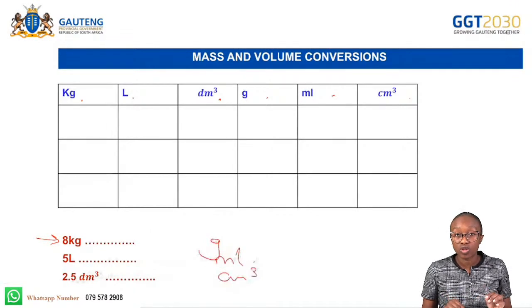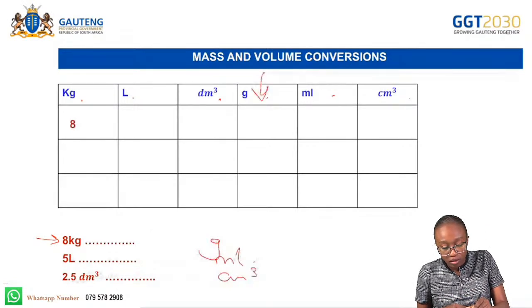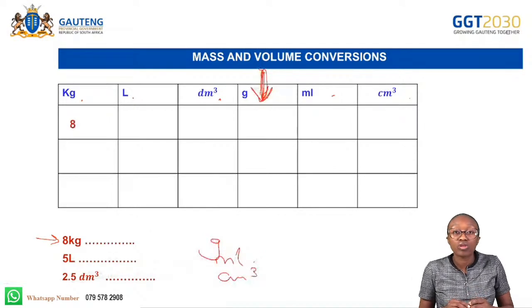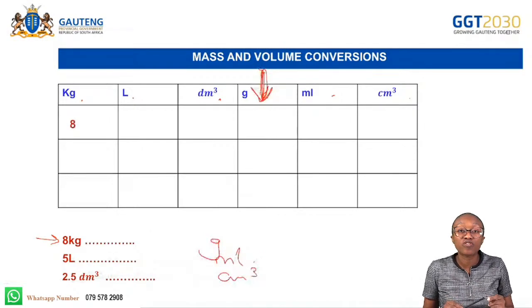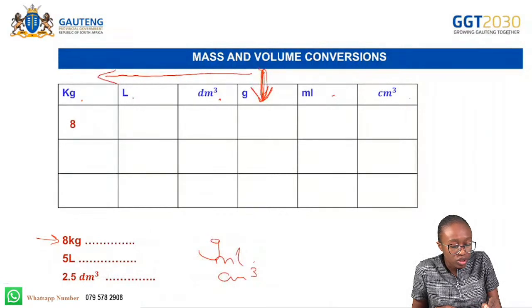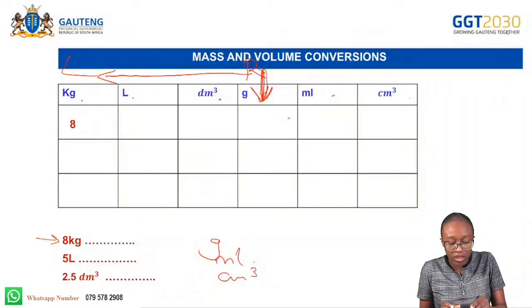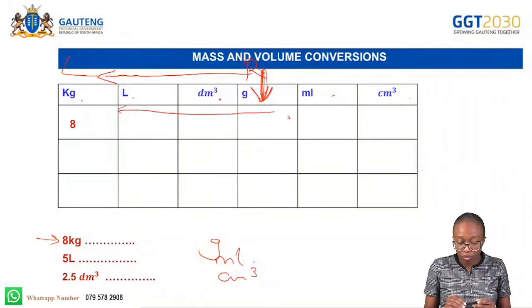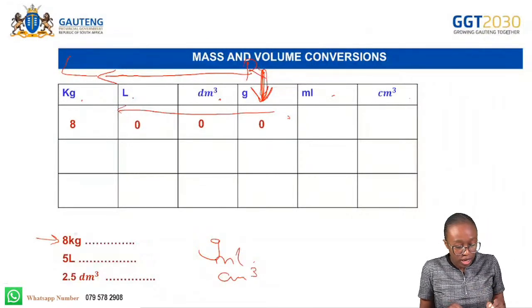First things first, you start off with the kgs. You write the number under kg. Then you go to the grams column and start filling in the zeros, from right to left. There's the first zero, the second zero, and the third zero. So 8 kgs is equal to 8,000 grams.